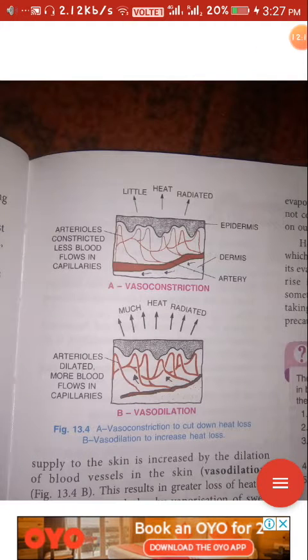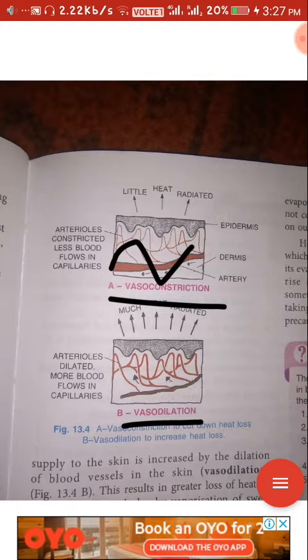So the other topic is heat regulation by our skin. Our skin has two processes by which it regulates heat. First is vasoconstriction, the other is vasodilation. Simply, vasoconstriction is the thinning of the blood vessels. See here, the vessels are thin, here it is thick. Simply, it is just this.